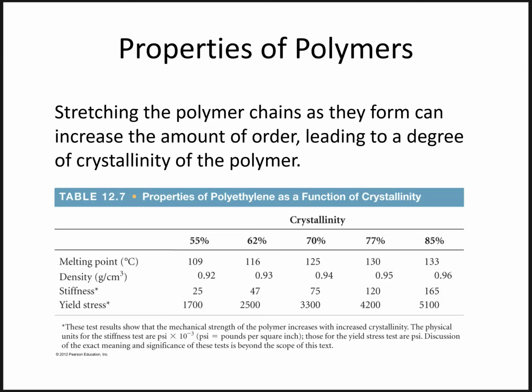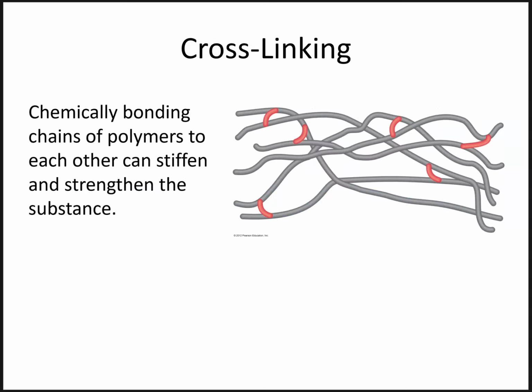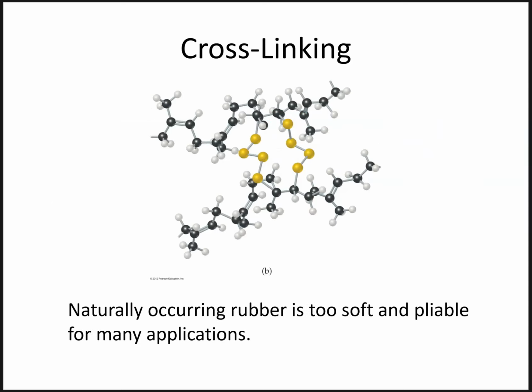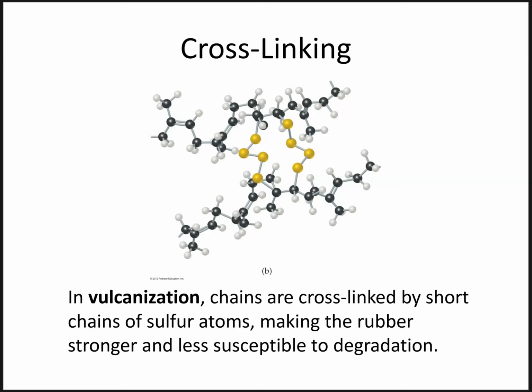Now, one thing we can do to help enhance these strengths is by creating what's known as a cross-linking polymer, or adding a cross-linking agent, where we actually chemically bond these individual threads to each other, and that results in a much stronger and more rigid polymer. Cross-linking is used with rubber, for example, to make tires, known as vulcanization. We add sulfur to rubber, and that causes these rubber molecules, which are normally flexible and not very rigid, to become very stiff and hard.